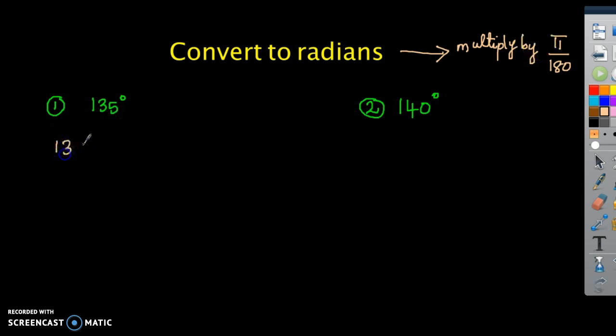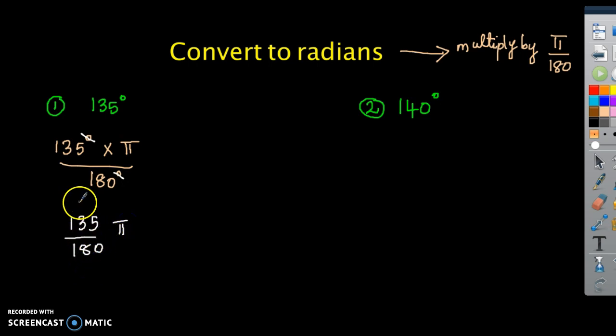So let's do that. 135 degrees times pi over 180 degrees. This sign on top over here, that's the degree symbol. What happens here? The degree and the degree will cancel. So degrees are gone. We're only left with radians here. And all we have to do is simplify the fraction 135 over 180 pi. When we simplify, we see that they both get cancelled by 45. There are 3 45s in 135 and 4 45s in 180. So our answer, when you convert 135 degrees to radians, is 3 over 4 pi.